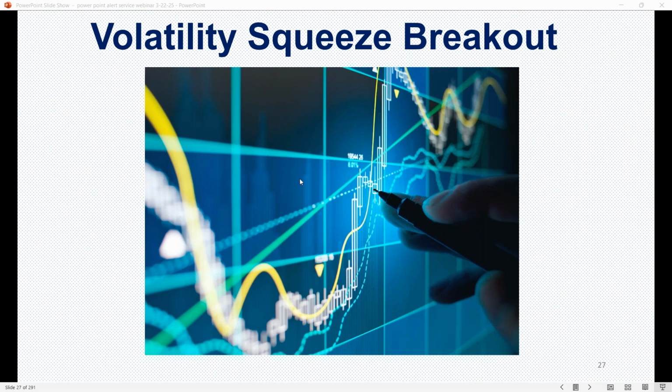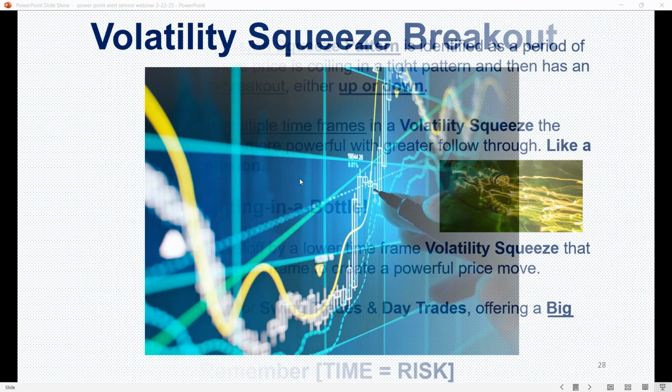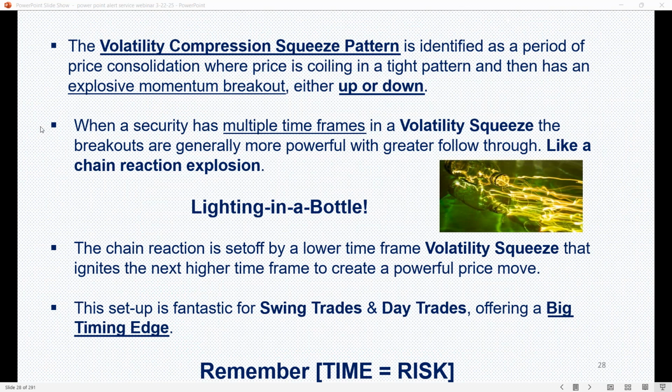So here's a summary of what the volatility squeeze is. This is what I call the volatility compression squeeze pattern. It is identified when you have a period of price consolidation where price is coiling really tight, just churning back and forth in a tight range. At some point, it's going to break out of that range either up or down, and those tend to be very explosive momentum breakout movements. These can be really fast, which is great, so you're in and out of the trade quickly, which is great for controlling your risk.